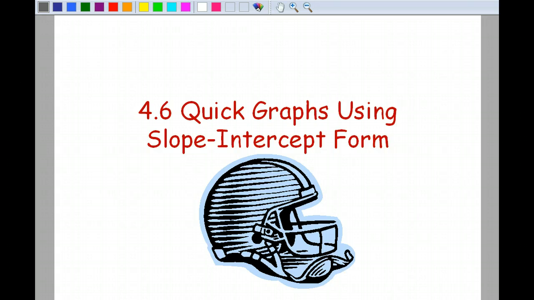Hey, this is lesson 4.6, quick graphs using slope-intercept form. So when we finish, I expect you to be able to create a quick graph using slope-intercept. In addition to that, I want you to be able to look at the slope and determine if two lines are parallel.